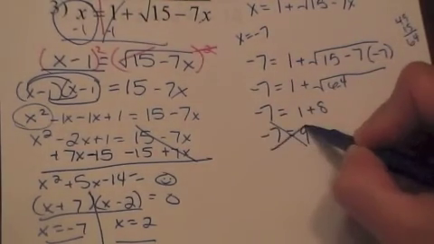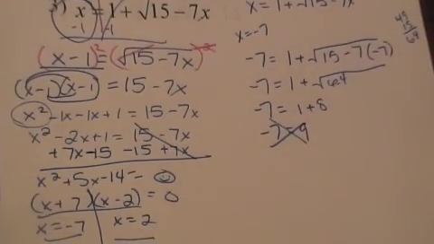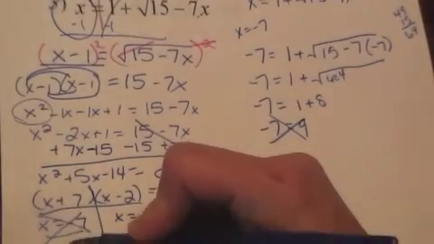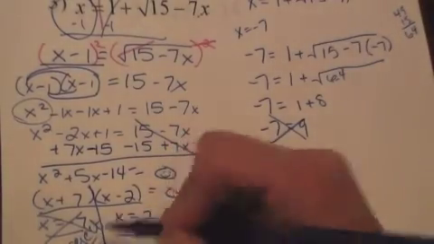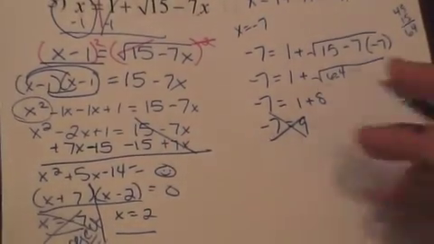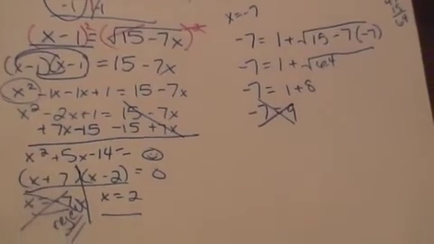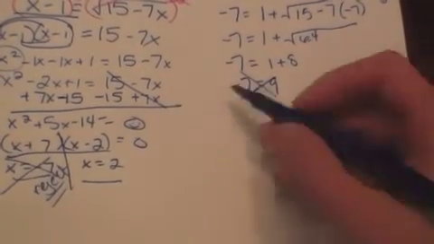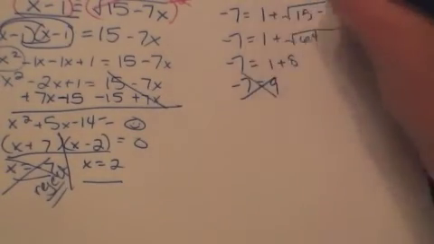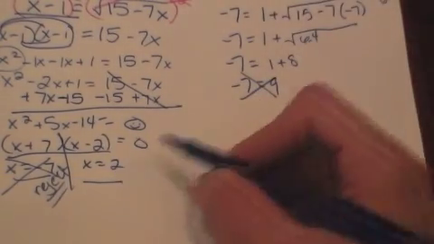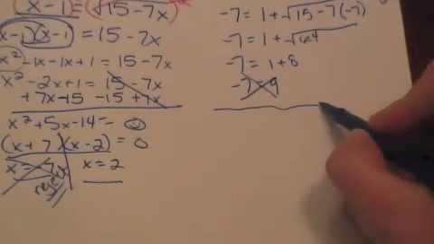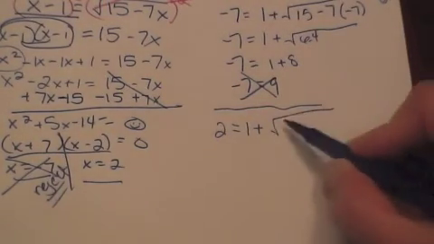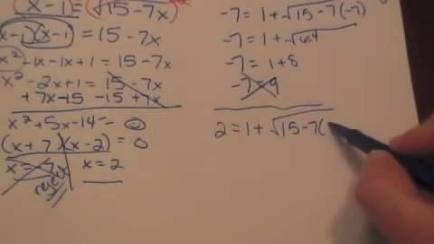It does not. It's not always the negative one that gets rejected. So please make sure you keep track of that and check them all. So I wrote reject right there. And then I try this one. I use the same equation. Now I'm just plugging in the 2. So 2 equals 1 plus radical 15 minus 7 times 2.